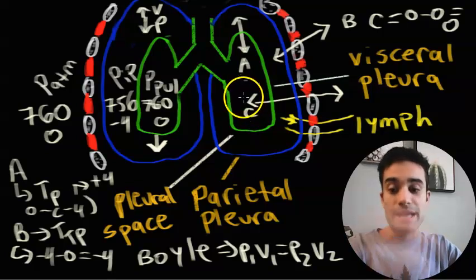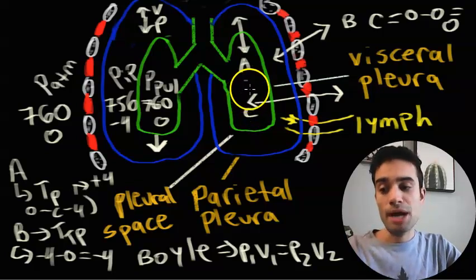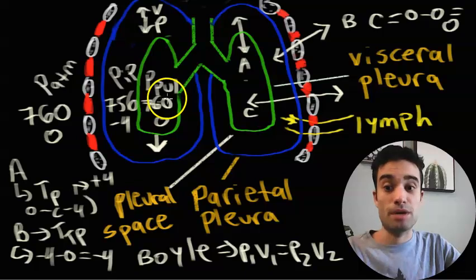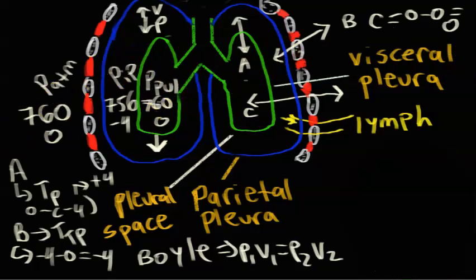Okay? And then one more thing I wanted to discuss is how do we maintain this negative intrapleural pressure at -4? How can we make it negative? There's a few ways that we can actually do that. So let me actually get a marker here and change the color. Let's make this blue. And so there's various ways.